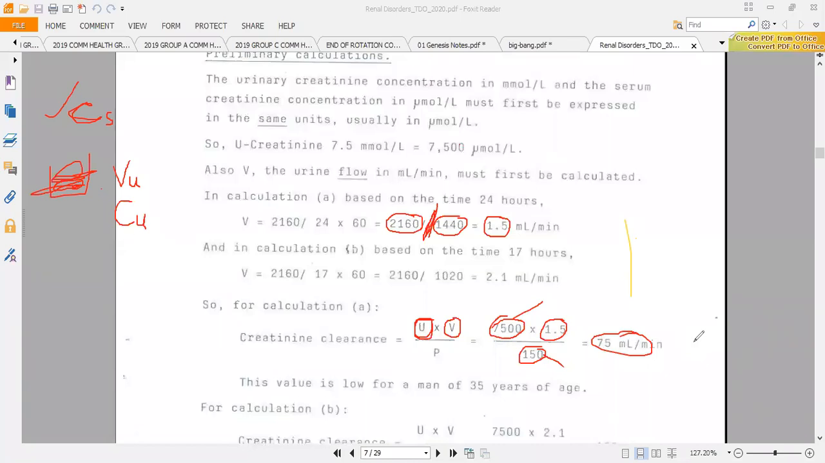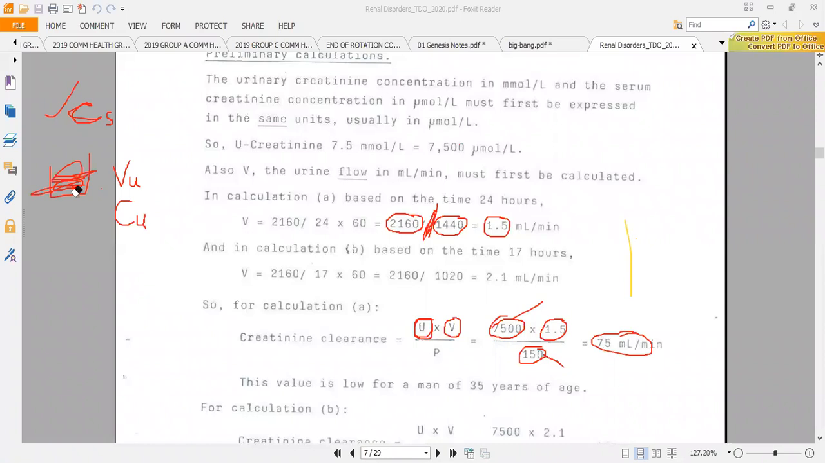Good. Now, we use the GFR mainly to calculate for chronic renal failure. Chronic renal failure. That's the GFR. Good. Let me see. So now, let me show you something with this same question. Let me erase everything.